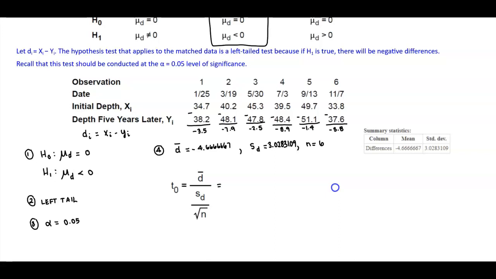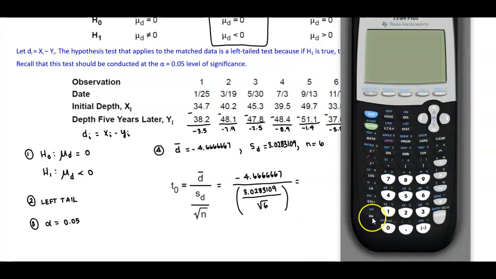So in the numerator, we have negative 4.6666667, and then we're dividing that by the standard deviation of 3.0283109, and then we're dividing that by the square root of 6. So let's go ahead and put that in our calculator.